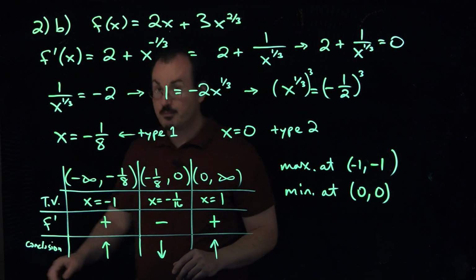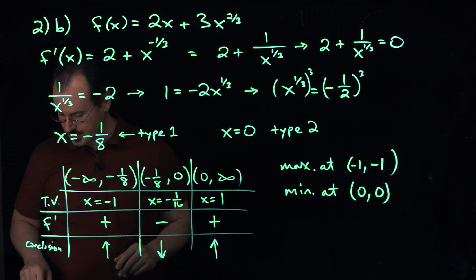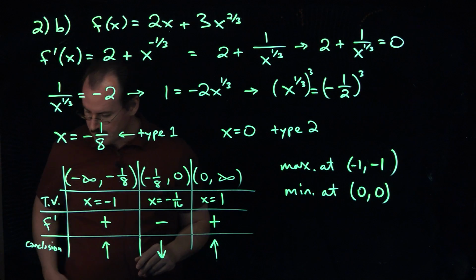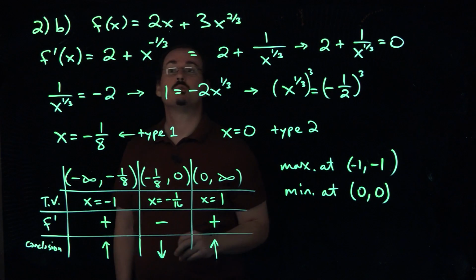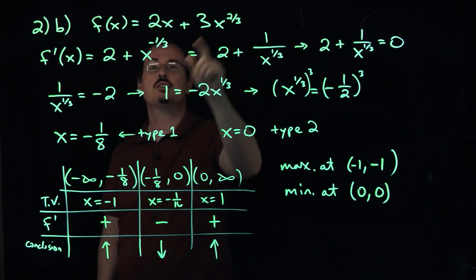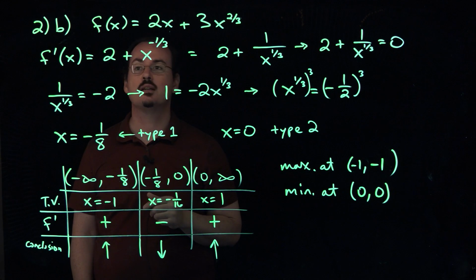We're looking at 2b from section 5.2. I've got the problem all written out here. So here's the function. We're asked to find the extreme values here.